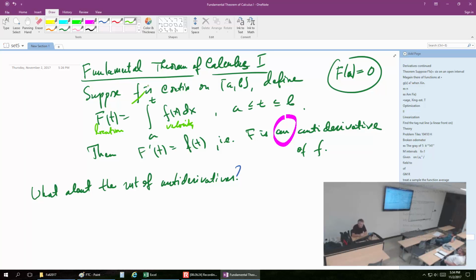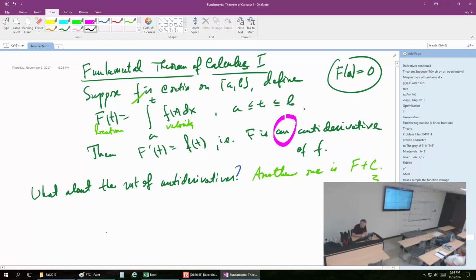So mathematically, you remember what it is. One is capital F, another one differs by a constant. Remember that plus C business? When you do anti-differentiation, you have plus C every time. So that plus C gives you the rest of the antiderivatives. For each C, there will be a new antiderivative.